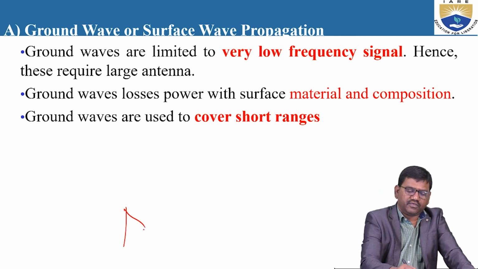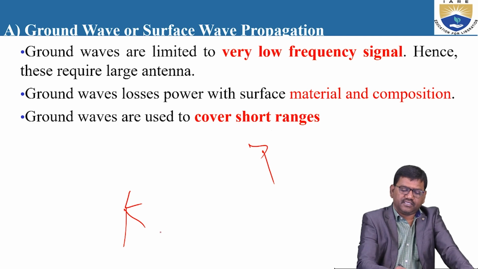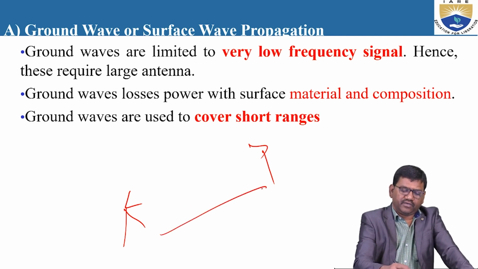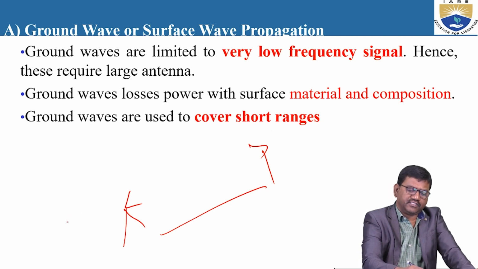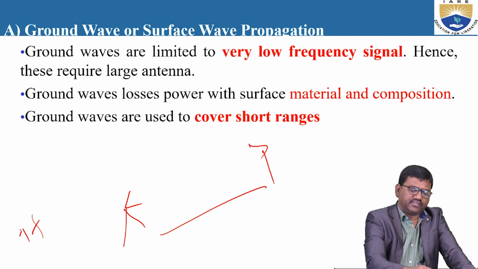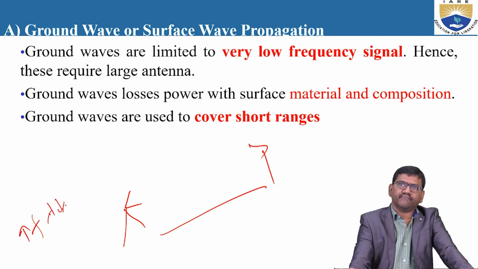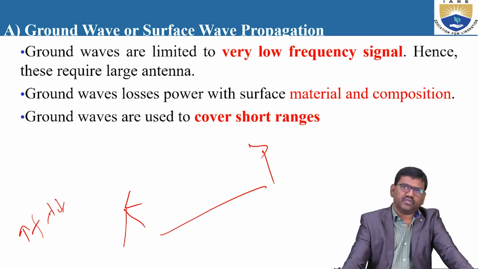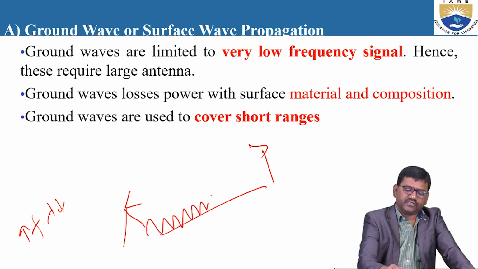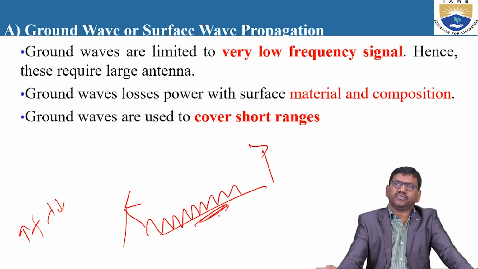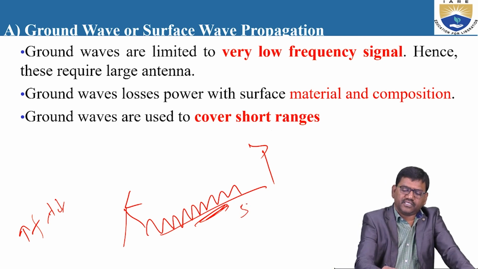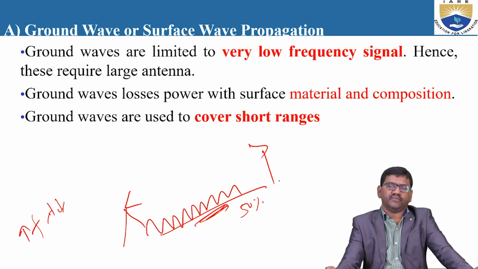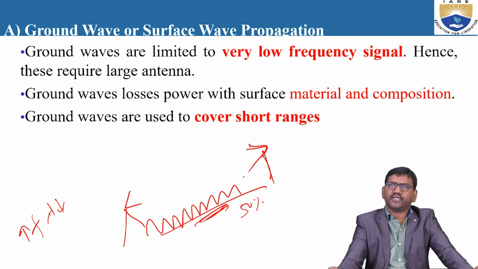Ground waves are limited to very low frequencies, hence these require a large antenna. Suppose we are going to transmit a high frequency signal. For high frequency, f is high, then the lambda value will be very small. Hence, with a very small lambda value, more waves fall on the earth, and a large amount of attenuation is going to happen. Hence, only 50% of the electromagnetic energy will reach the destination, the receiving point.